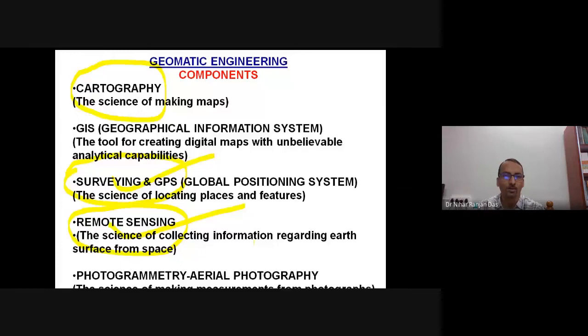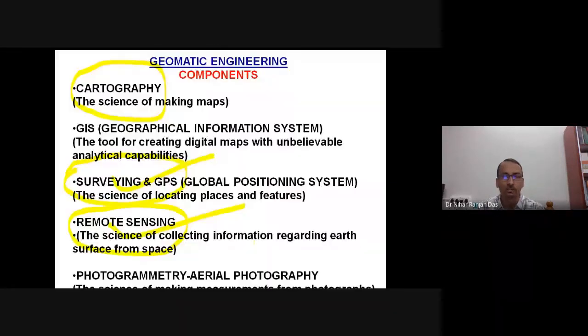Another is photogrammetry or aerial photography. It is a form of remote sensing. Nowadays, satellite remote sensing has grown to such an extent that the dependence on aerial photography has reduced. But even now, if we need micro level data, or micro level mapping with a large scale mapping requirement, we go for aerial photography.